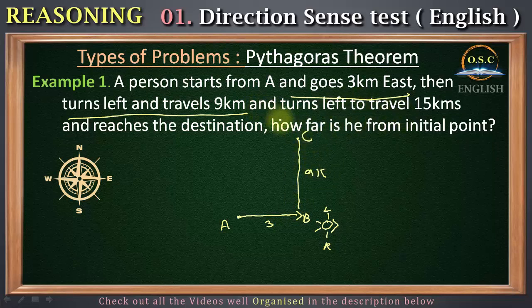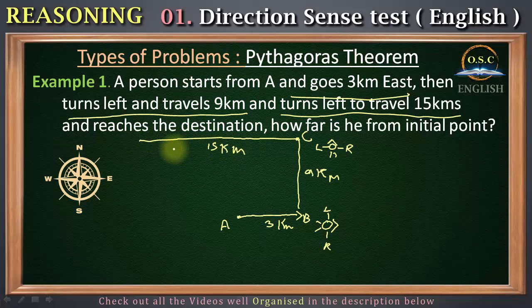Okay, just assume it. So this will be 3 km, this will be 9 km, and he turns left, and again he turns left and travels 15 kilometers. So again he turns. Now this time he is facing this side, these are his two legs, this is his left, this is his right. So towards left again he travels 15 kilometers. So he travels 15 kilometers to his left and reaches the destination. So this is his destination.